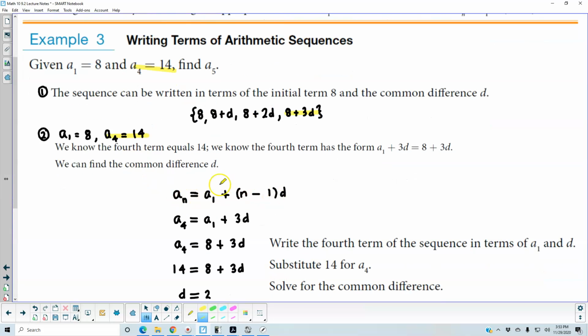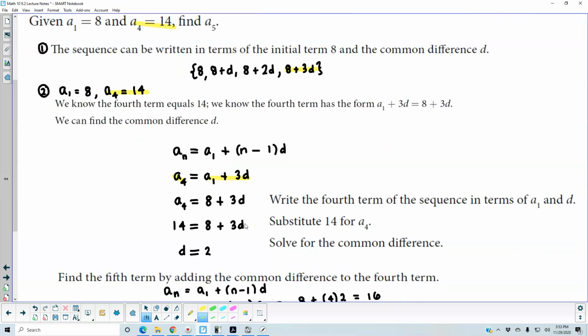So again, this is what the formula looks like. And so we know from here that the fourth term is going to equal this formula, which is the first term plus 3 times the common difference. So this is our formula. We can see that a subscript 4 is equal to that. Now we know that the fourth term is 14, and we're going to set it equal to 8 plus 3d.